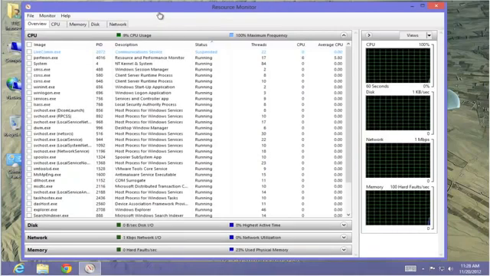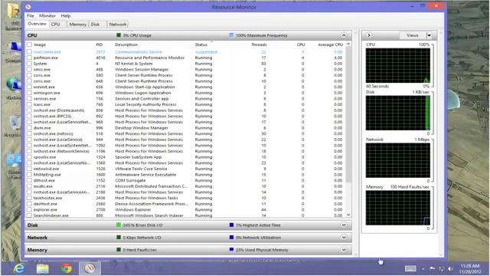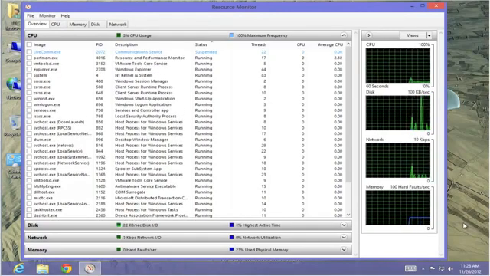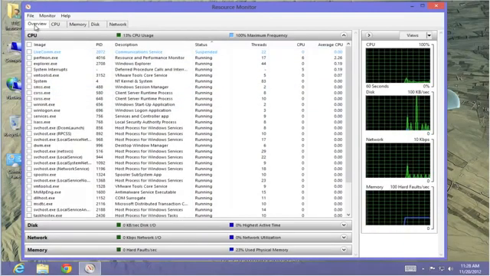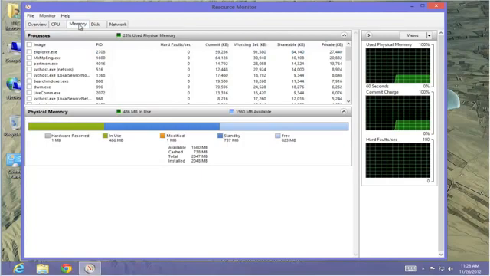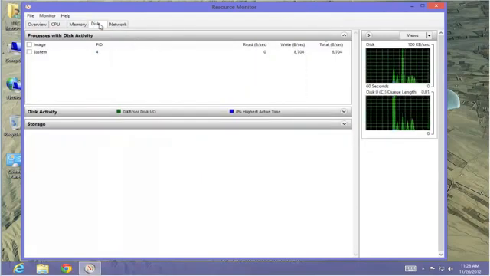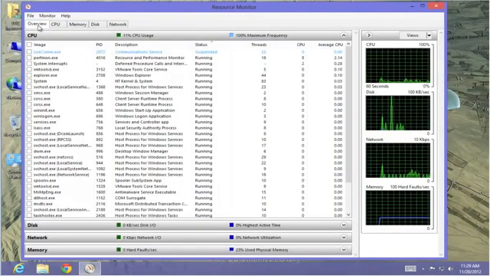From the resource monitor screen, you can see we have 5 tabs. An overview tab, a tab for the central processing unit or the heart of the computer, the actual physical memory, the hard drive or the SSD or solid state drive if you have one, and of course your network connections. Let's just take a look at the overview because it covers just about everything.